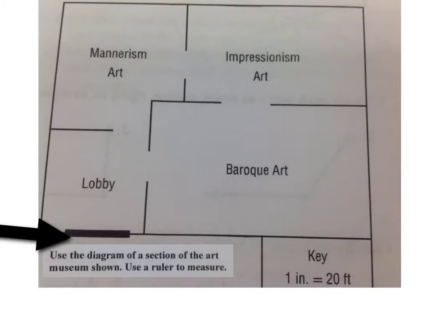The other important thing to notice about this first slide is that the instructions give us the key. The key says that every inch on the drawing is going to equal 20 feet in real life. So if I measured one of these walls and wanted to know what it was like in real life, I'd have to multiply whatever I get by 20. We're going to do that next with the Impressionism art room.